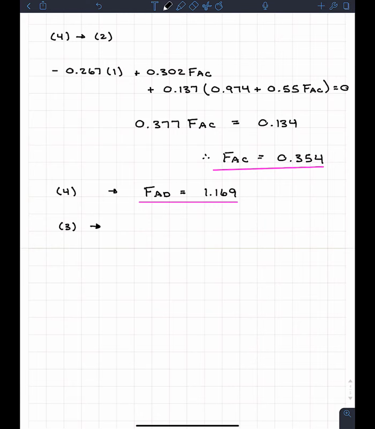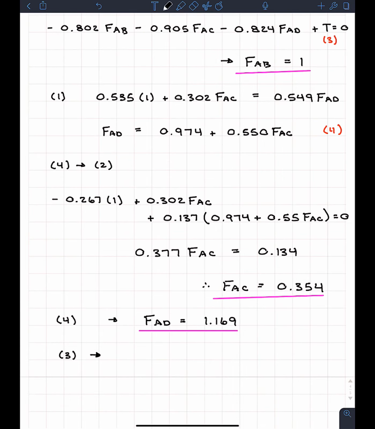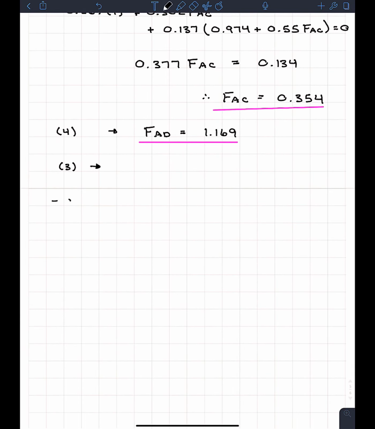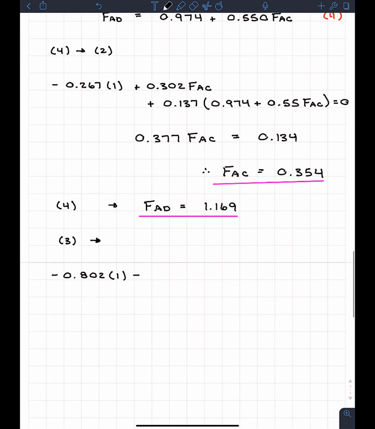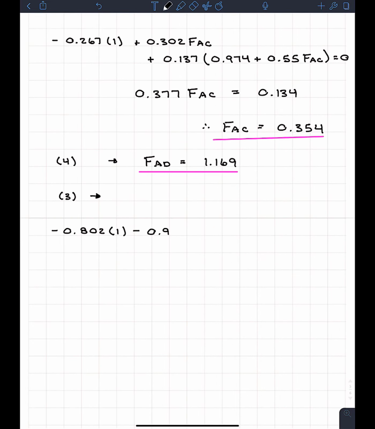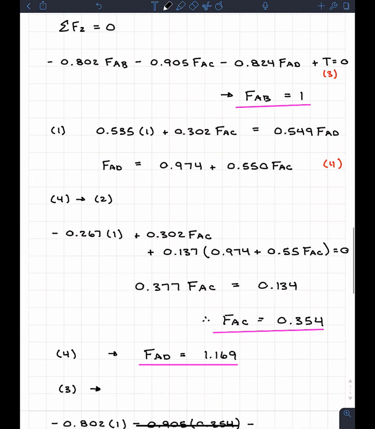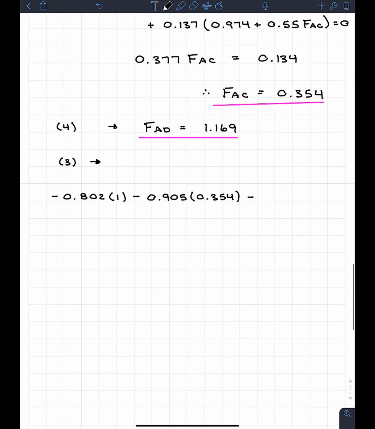So if we look at equation 3, that's the sum of the forces. We've got negative 0.802 times FAB, which is 1, minus, and we go up more, 0.905 times FAC, but we already know that that's 0.354. And then minus, let me go up to the top again, negative 0.824 times FAD, which is 1.169. So far there's no unknowns, but remember we had that plus W.